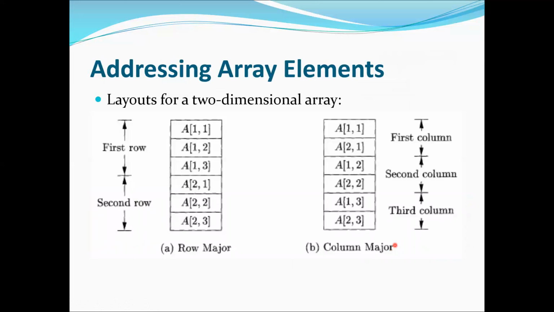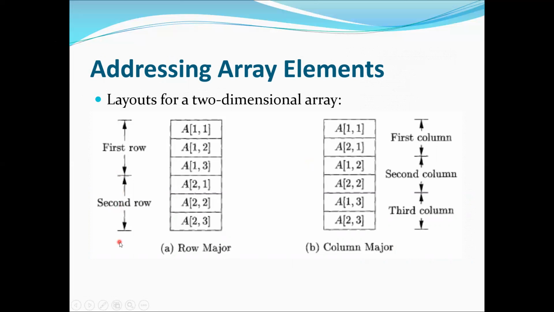So the array elements are going to be addressed as two sets. One is going to be row major, another one is going to be column major. Row major means I have to concentrate first on the row set and then go with the column. For example, we are seeing that here. I have to finish the first row and then go with the second row.